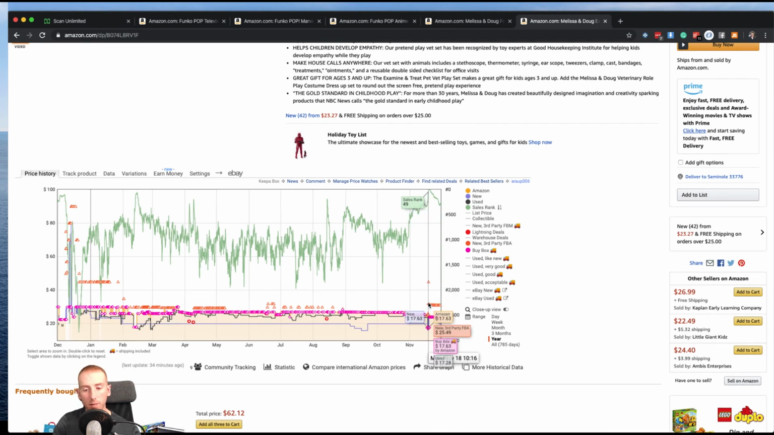Q4 is going strong, and so right here I see that I think there was a sale on the item. It was selling for $17 on the 19th of November. Got up to rank 1 in toys, so extremely popular item. And of course, this is going to happen during the holidays.